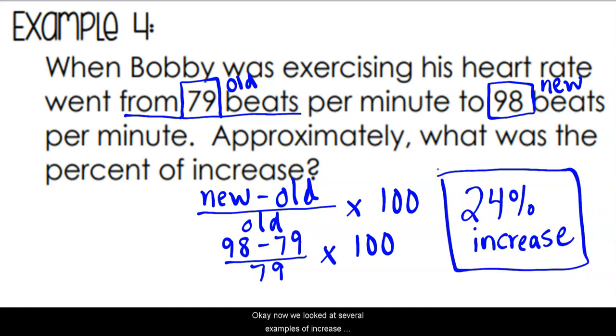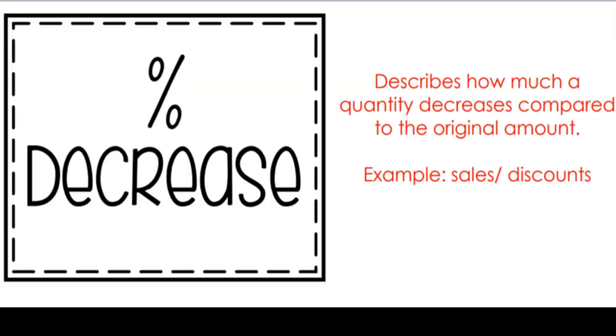Okay, now we've looked at several examples of increase. Let's look at some examples of decrease. Decrease is how much a quantity decreases compared to the original amount. Okay, not only how much, it's a percent, the percentage of how much it decreases. So an example, we've already done problems when we have things on sale or we have a discount. That would be when something goes down, like a price would go down, that would be percent decrease.